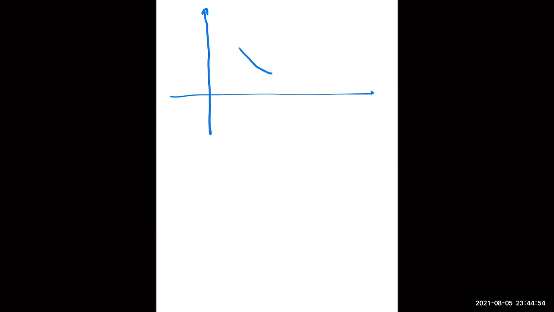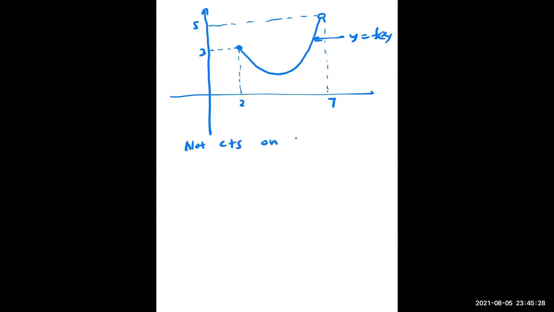Not that. How about this? Say this is 2, this is 7, say this is 3, this is 5. Okay, this is the graph of y is equal to f of x. As you can see, this time my graph is not continuous on the closed interval 2, comma 7. Do you see that?